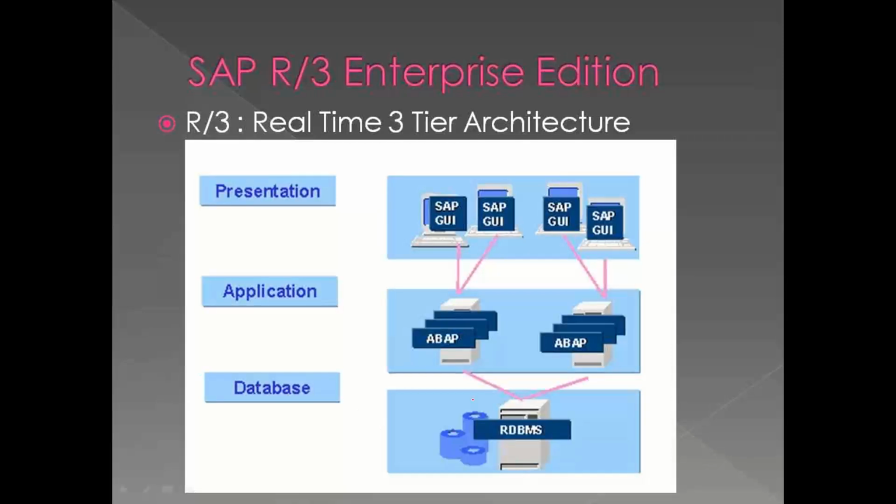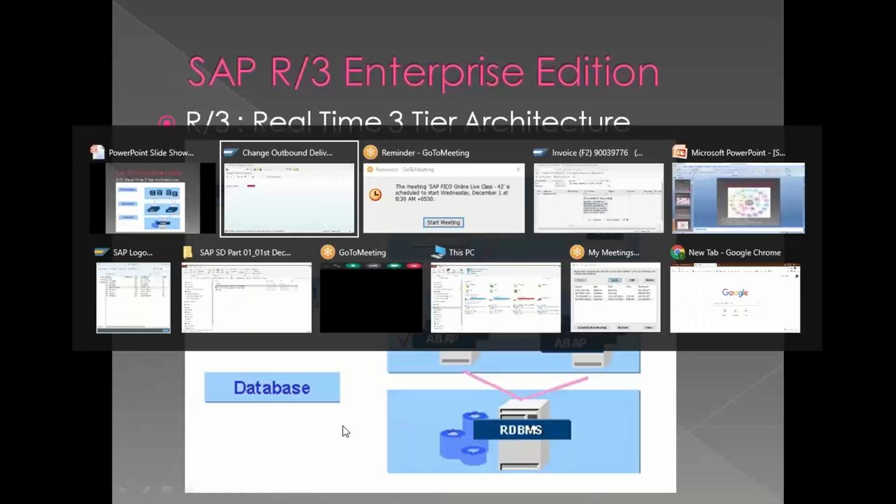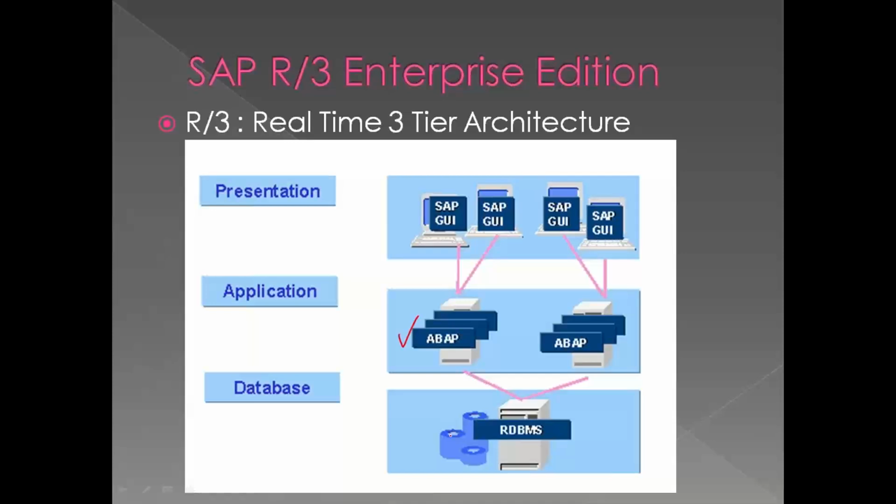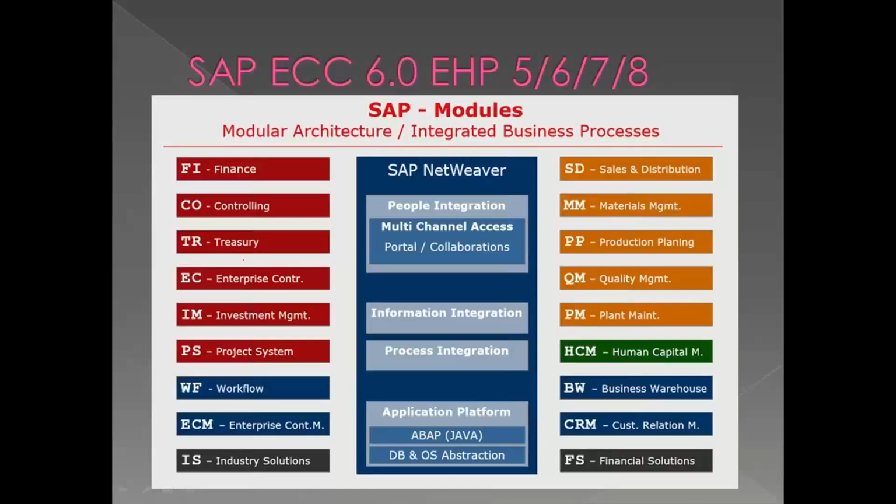And application means programs. SAP is developed in the ABAP programming language, Advanced Business Application Programming, like C, C++, Java. In the same way, ABAP is also a fourth generation programming language. Using that programming language, this SAP is developed. All these screens, everything that we are seeing, have been developed using it. And for the database layer, any RDBMS database, they can use Oracle, SAP HANA database, or MS SQL, anything they can use. And these are some of the modules and their abbreviations.